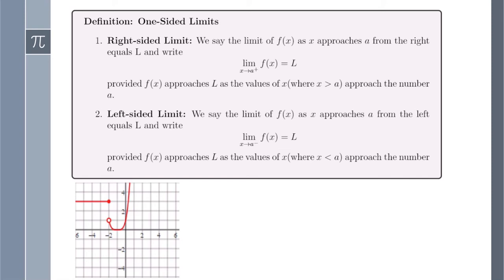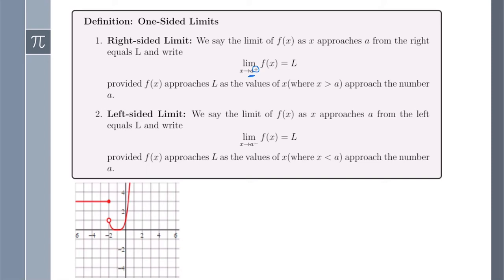In that case, we are going to define a limit from one side. The first one is the right-sided limit, or we also call it the right-hand limit. That means x approaches a from the right. This small positive sign here indicates that x is approaching a from the right. It's not a positive or negative number. That just indicates that we're approaching a from the right.